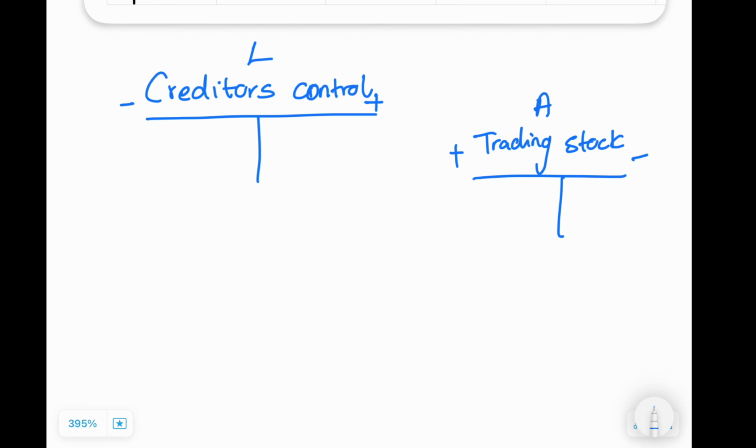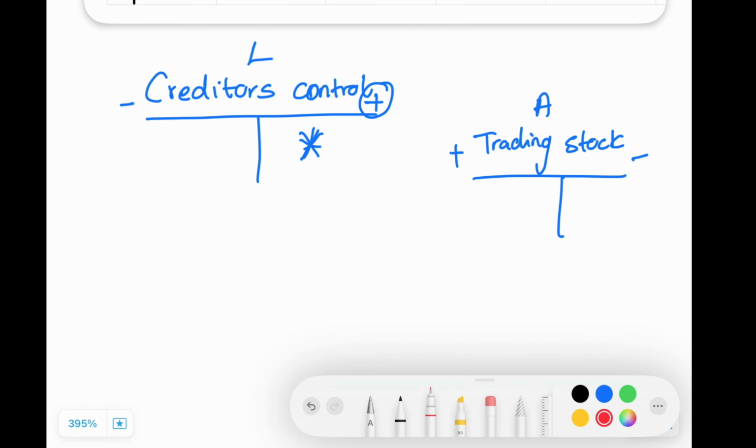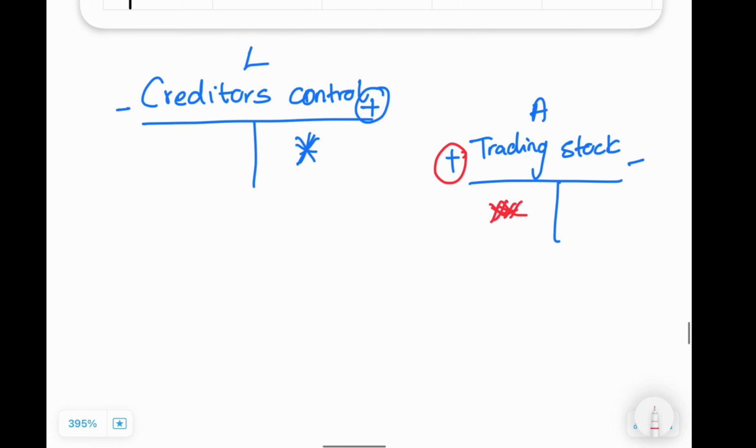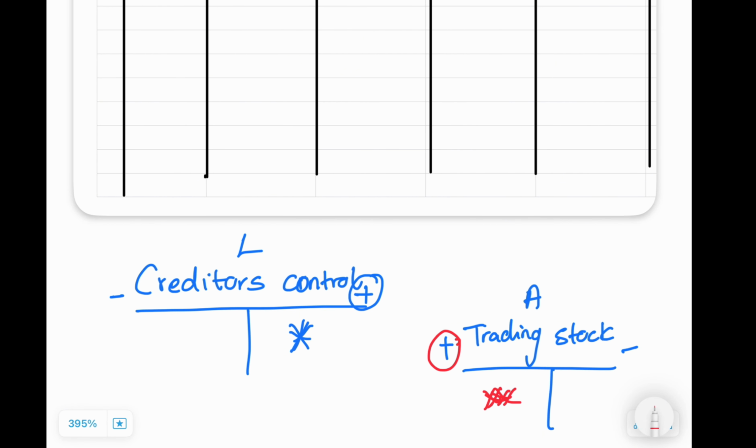Since we bought on credit, it means our credit, or our liabilities, are increasing, meaning our creditors control will have to be credited since it is increasing. And then when it comes to trading stock, we bought trading stock, meaning the value of trading stock that we have in the business right now is increasing since we bought more stock, meaning our trading stock account will be debited. So now we know our trading stock account is debited while our creditors control account is credited.